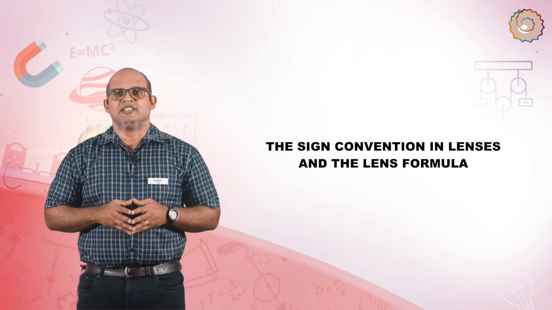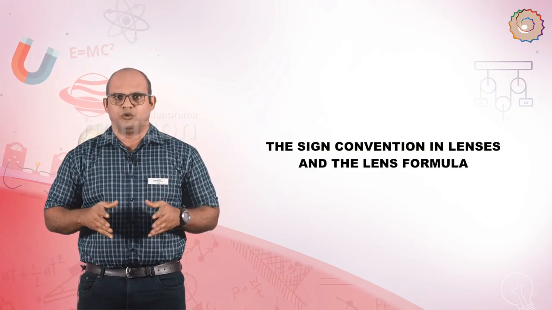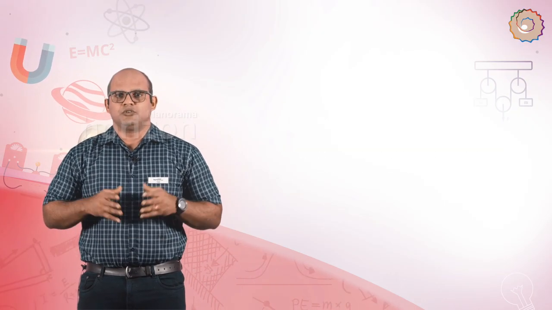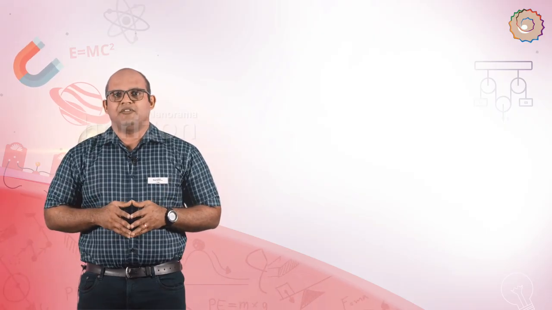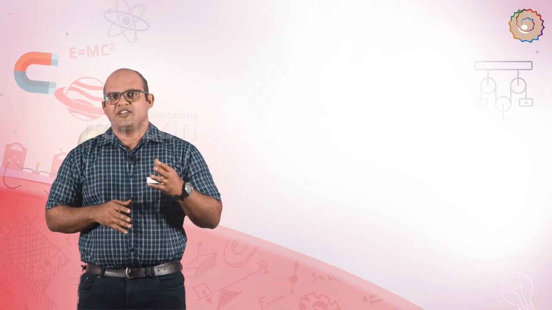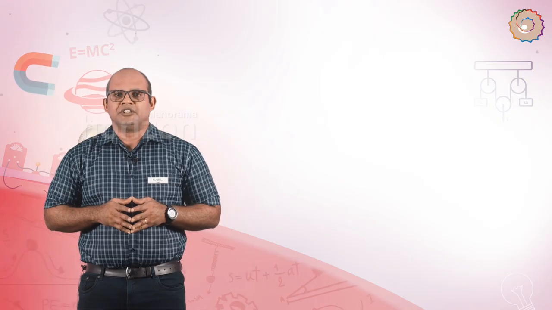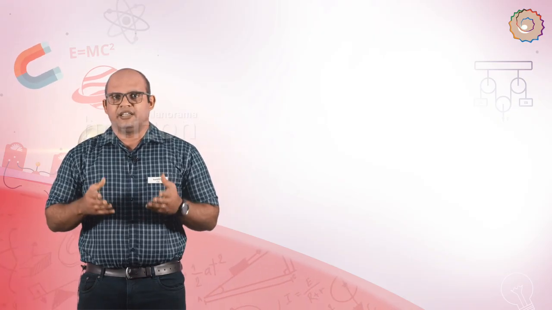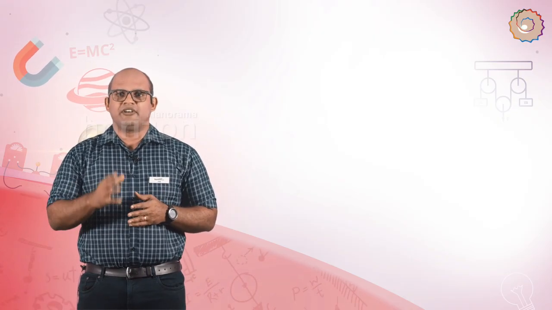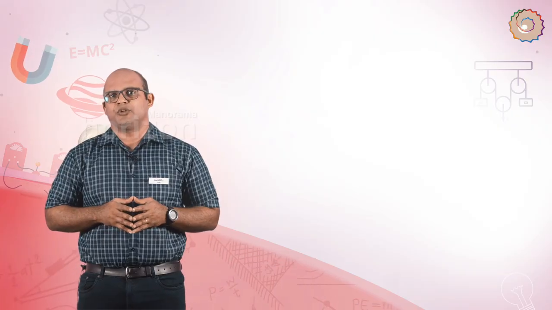The sign convention in lenses continued, and the lens formula. As we talked about in the last section, we have a very similar convention for lenses as we have for mirrors. The conventions are identical except that in the case of the lens, we are using the geometrical center of the lens as the reference point.